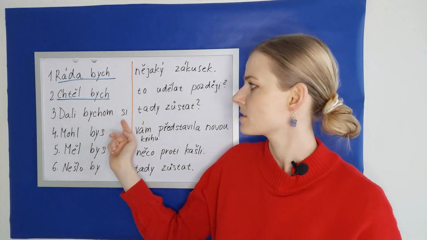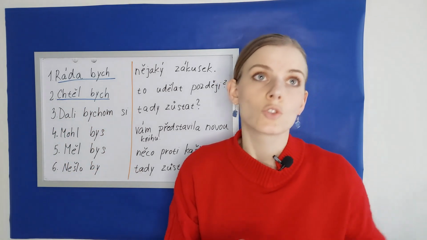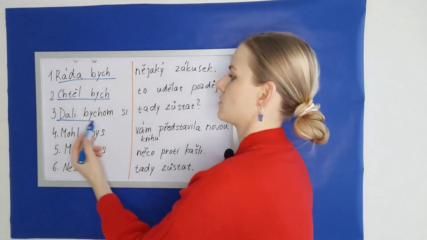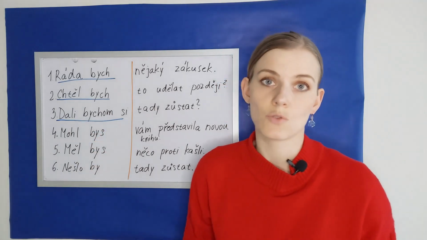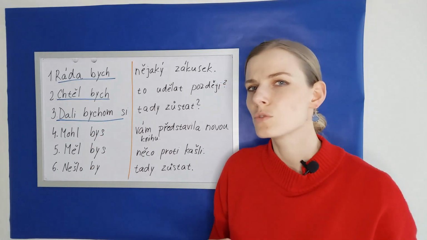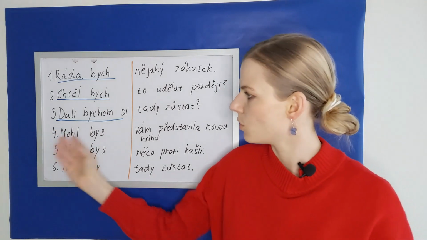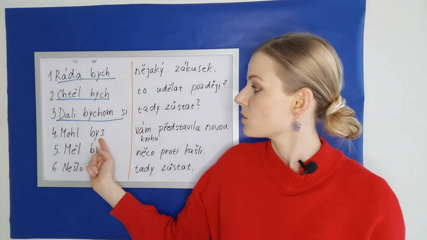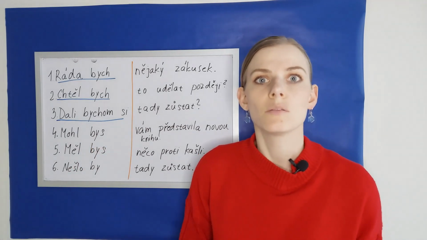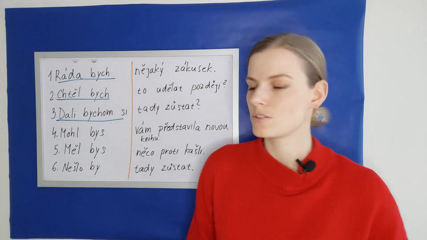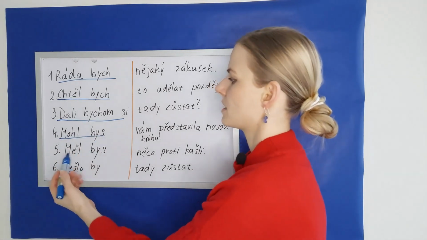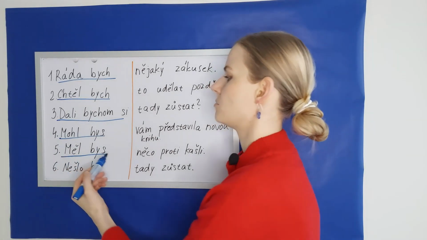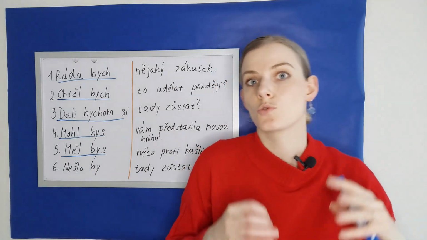Or dali bychom si, which means we would like to get something to eat from the verb dát si, which you use for ordering when you order food and drinks. And you want to be even more polite. Mohl bys, which means could you. In this case, it will be a question and we will be asking more politely, could you do such and such? Mohl bys. Měl bys, in this case, is a suggestion using the verb mít, which will mean you should.